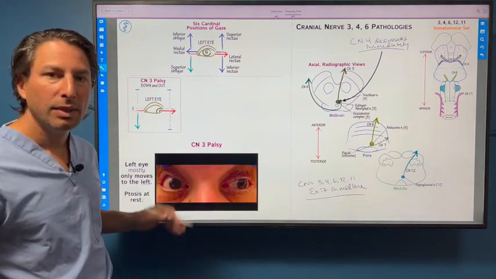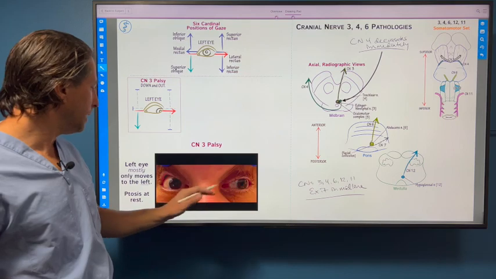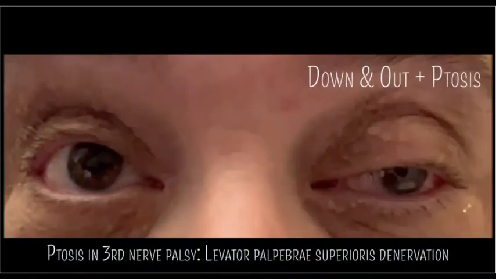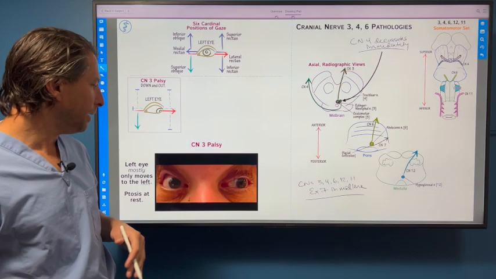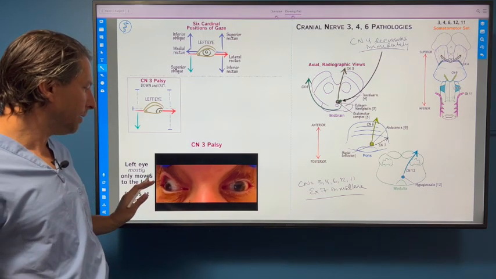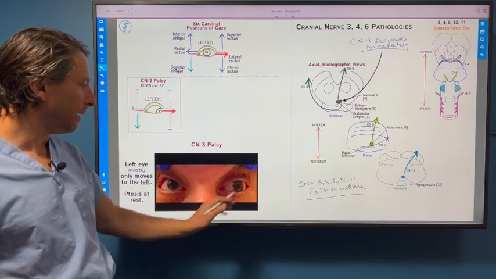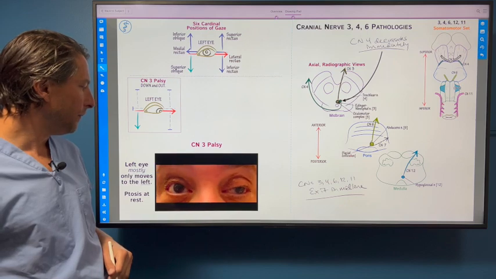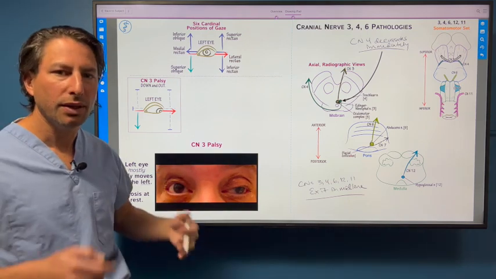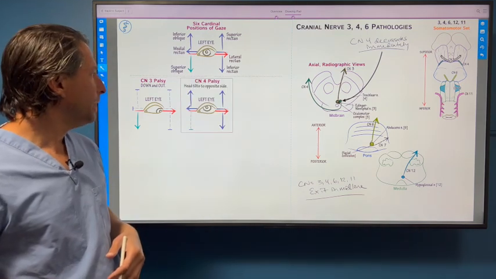And we can see that with this video here. So we see that the left eye here is essentially down and out. And then there's also some ptosis at rest. But here's the eye movements. This eye is the normal eye, and then this eye is the affected eye here. And you can watch that video again and again on the site.